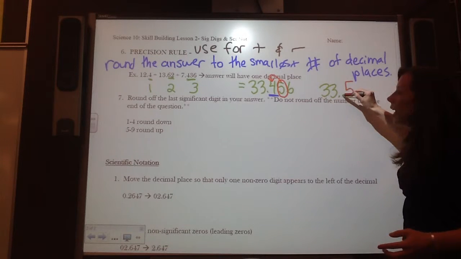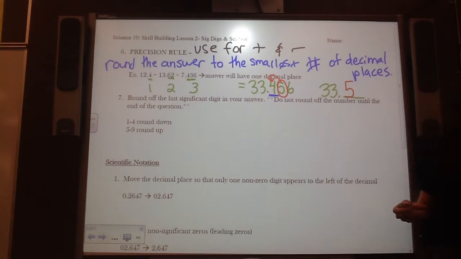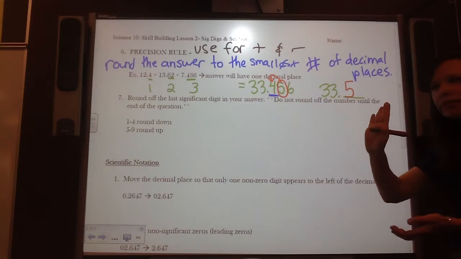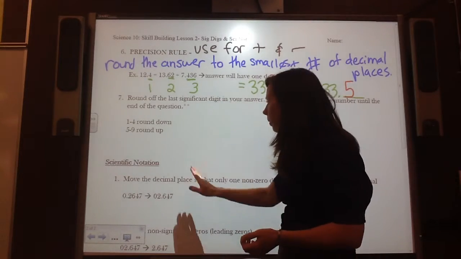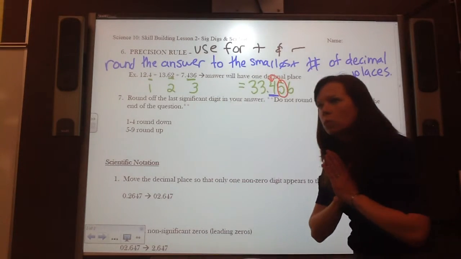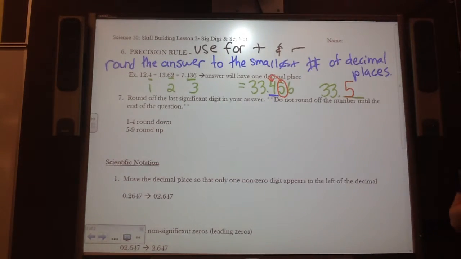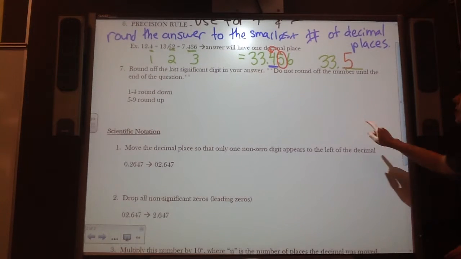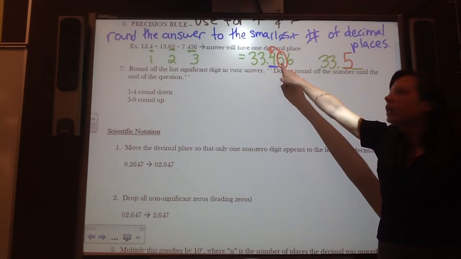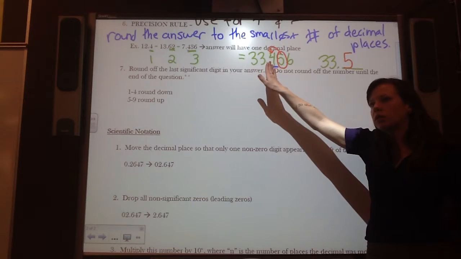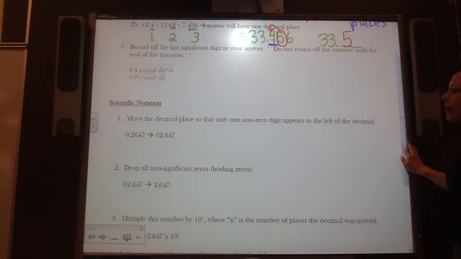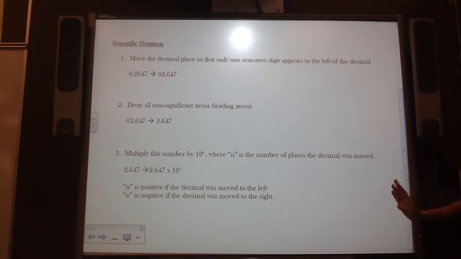Have you guys done that at all before? You know that rule, right? That rule we always have to apply to our Sig Digs: you look at the number behind the last digit. If it's 5 or greater, round up. If it's less than 5, leave it. So you don't have to change it if it's less than 5, just leave it at 4? That's right. So if this number was the number 3, it would be 33.4. Okay, the last thing we have to do.